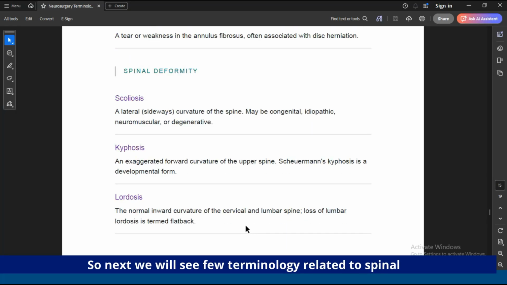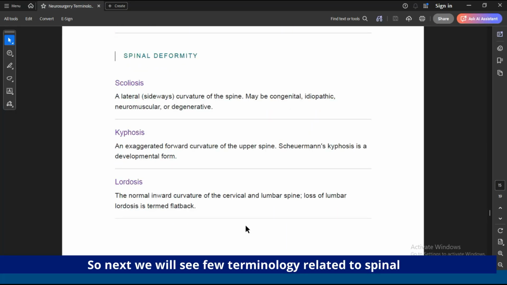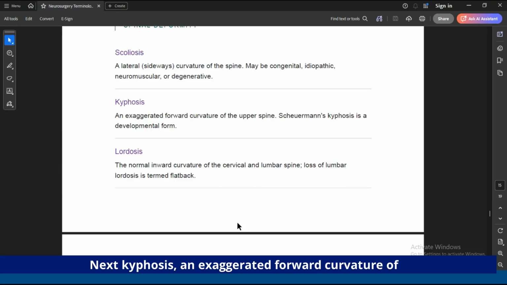So, next we will see few terminology related to spinal deformity. Scoliosis, a lateral curvature of the spine, may be congenital, idiopathic, neuromuscular and degenerative. Next, kyphosis, an exaggerated forward curvature of the upper spine. Okay, so this is upper spine problem basically.